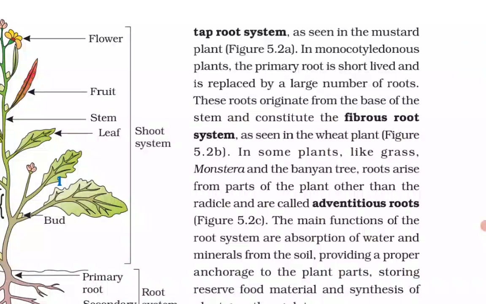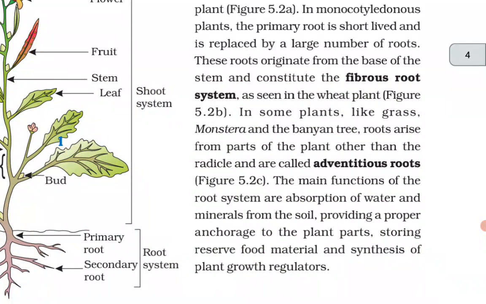In monocotyledonous plants, the primary root is short-lived and is replaced by a large number of roots. These roots originate from the base of the stem and constitute the fibrous root system as seen in the wheat plant. In some plants like grass, Monstera and the banyan tree, roots arise from parts of the plant other than the radicle and are called adventitious roots.